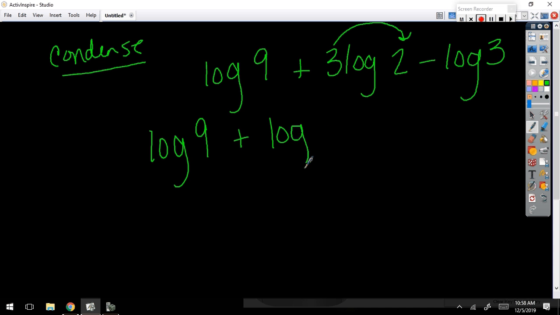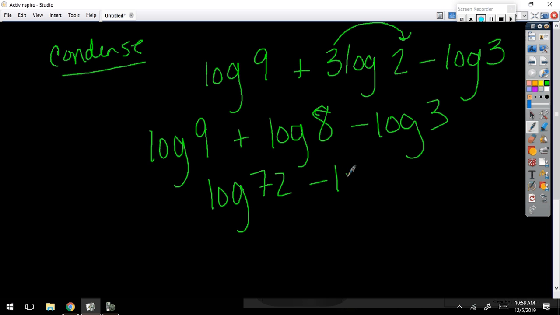Plus log, what is 2 to the third? 8. Now what? 900. Now what? 72 divided by 3. Condensing always seems to be easier for whatever reason for students. This one is nice because there were no variables and it was just all numbers. 72 divided by 3, yeah.